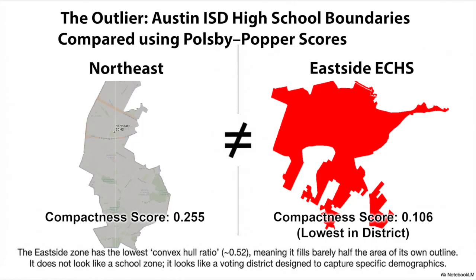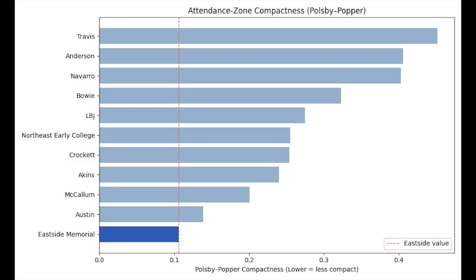Eastside's boundary is almost 3 times less compact than the district average. That is not a quirky shape. It is a massive statistical red flag. And the real question is, what does a boundary like that actually do? It excludes people who live right next to the school.